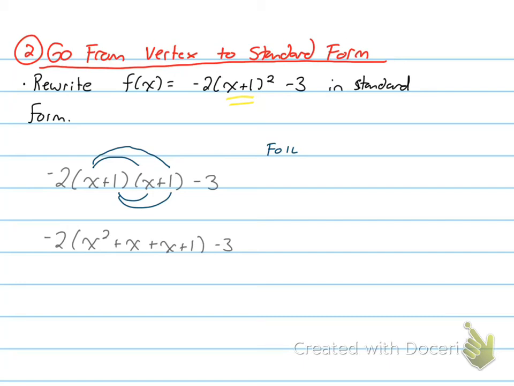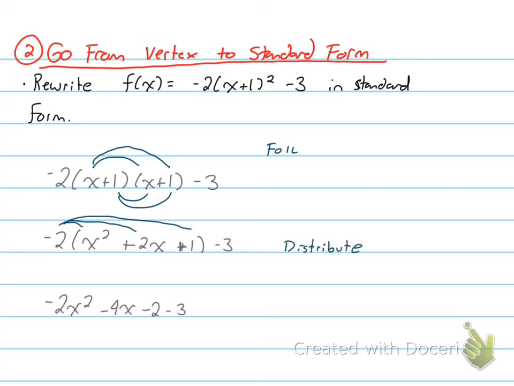Before I distribute that negative 2 out, I'll combine like terms in the parentheses. That x plus x will turn into a 2x. Now we'll distribute out that negative 2 to everything in the parentheses, and I'm left with negative 2x squared minus 4x minus 2 minus 3. And finally, my last step here would be to combine like terms.